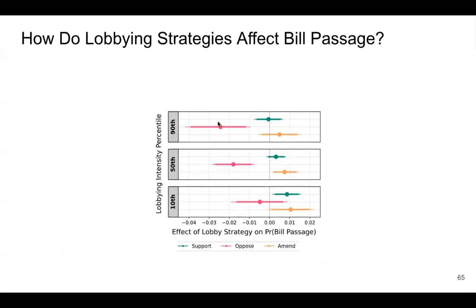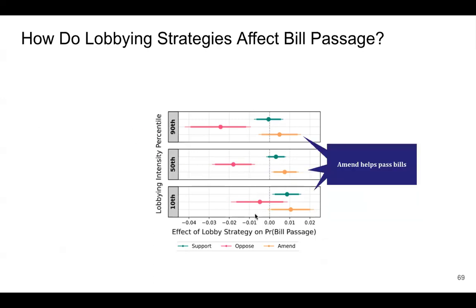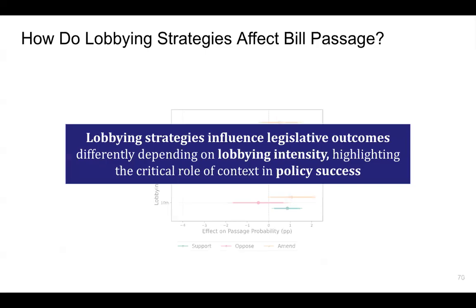But the opposite is true for the opposed. If there's a lot of lobbying activity, opposition kind of works, but relatively less so for little activity. That's also interesting. So it tells us that lobbying strategies do influence the legislative outcomes, and it depends on how active these lobbying activities are.